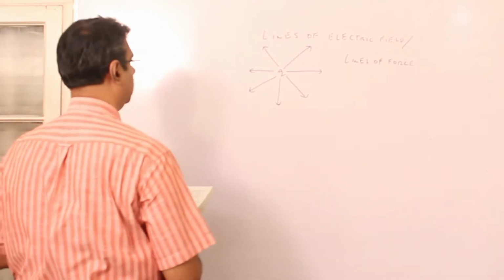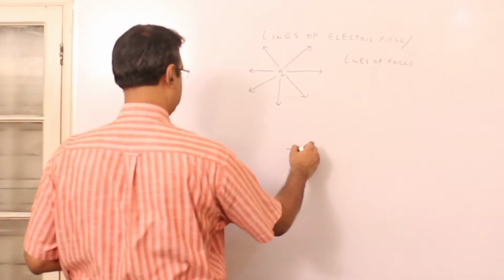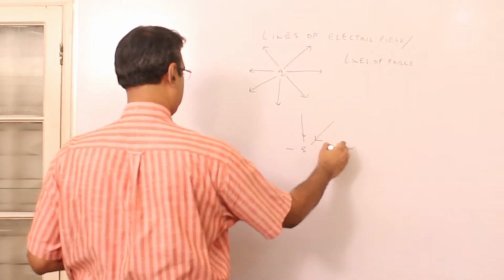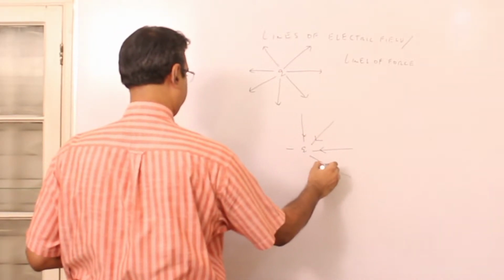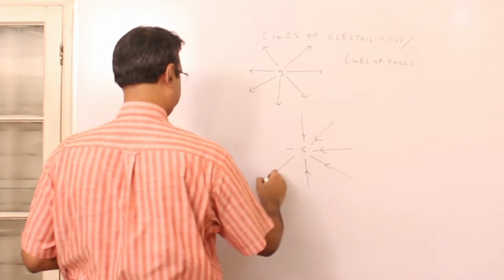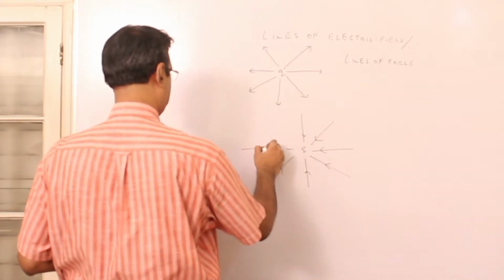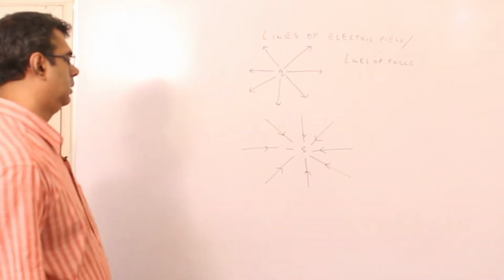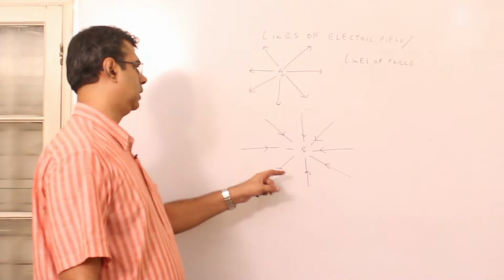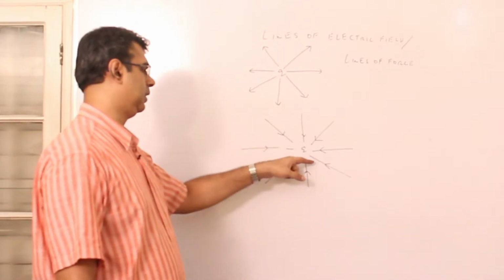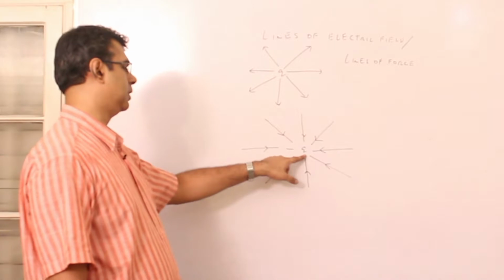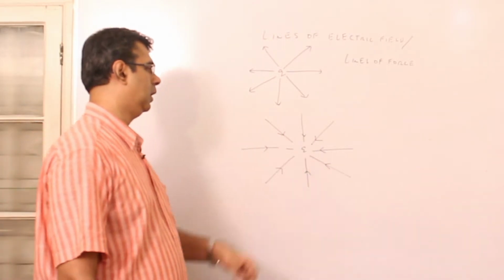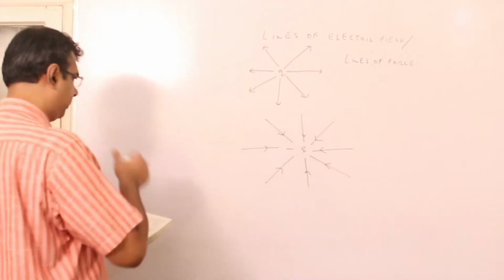What will be the nature of lines of field if this charge is negative? Obviously, this will be the nature. The lines of electric field or the lines of force will point towards the negative charge. So if I have a negative charge minus Q, then the lines of force or lines of field will all point towards this negative charge.